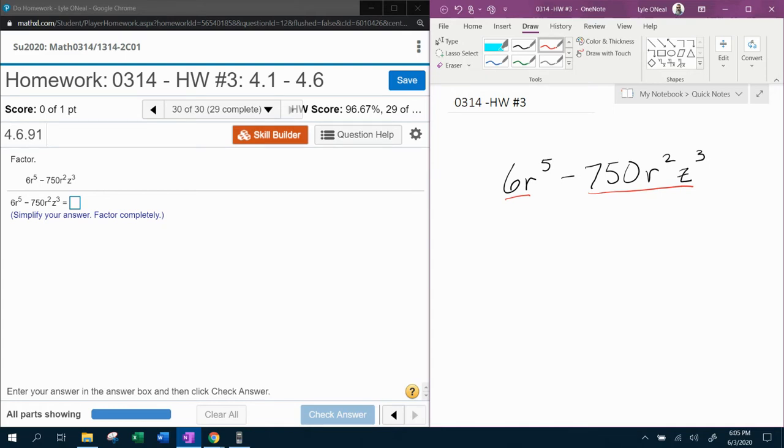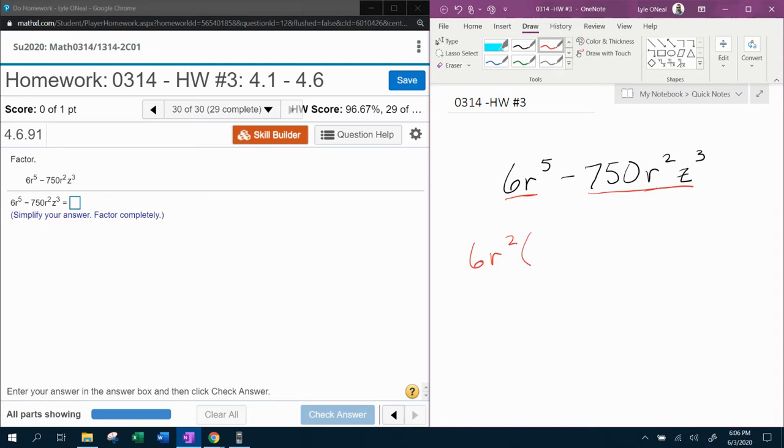The first thing we have to look for is a common factor. So does anything divide evenly into 6 and 750? Maybe 6 does. Let's try 6 and see if that works. And they do both have an r, so I can take out the smallest power, r squared. All right, now to check.